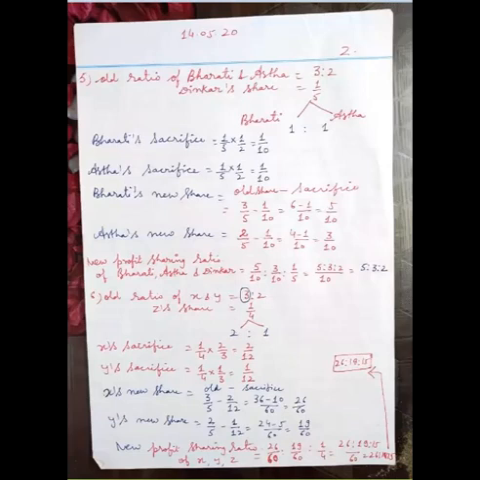Astha's new share is old minus sacrifice. Astha's old share 2/5 minus sacrifice 1/10. If you solve it with LCM 10, the answer is 3/10. So the new profit sharing ratio of Bharti, Astha and Dinkar is 5/10, 3/10 and 1/5. If you take LCM, that is 10, the new ratio is 5:3:2.